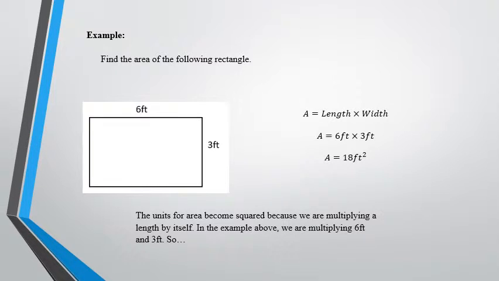I want you to notice that the units for area become squared. When we were looking at the length, it was 6 feet and 3 feet, but the area is 18 feet squared. This is because we're multiplying a length by itself. So we're multiplying feet by feet. In the above example, we're multiplying 6 feet by 3 feet. So a foot times a foot is a foot squared. Whenever we're dealing with area, we take the units from our length and width, and they turn into a squared unit.